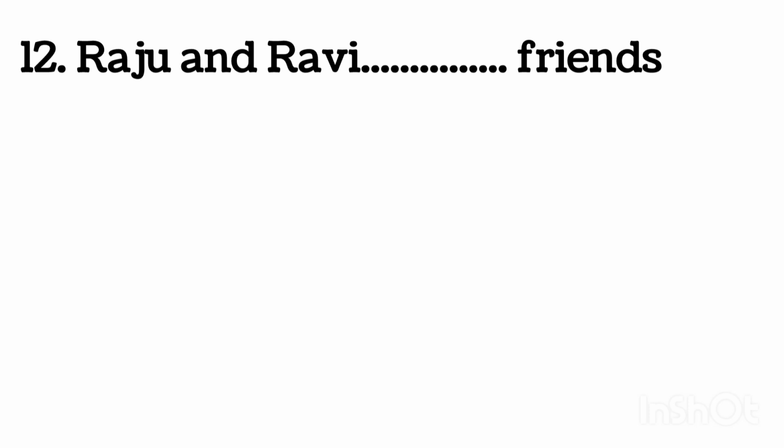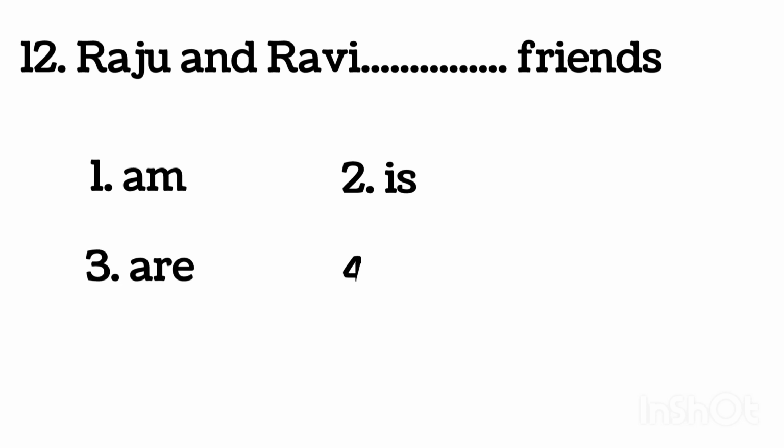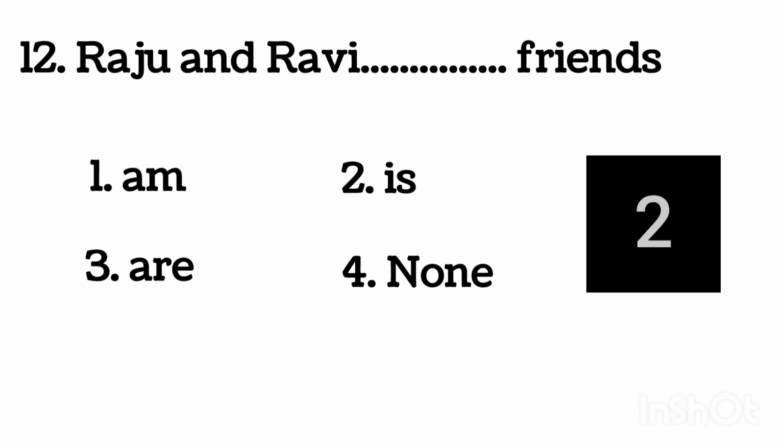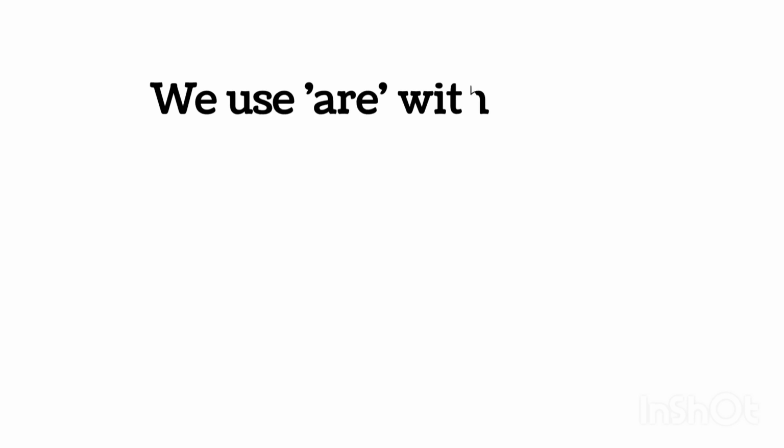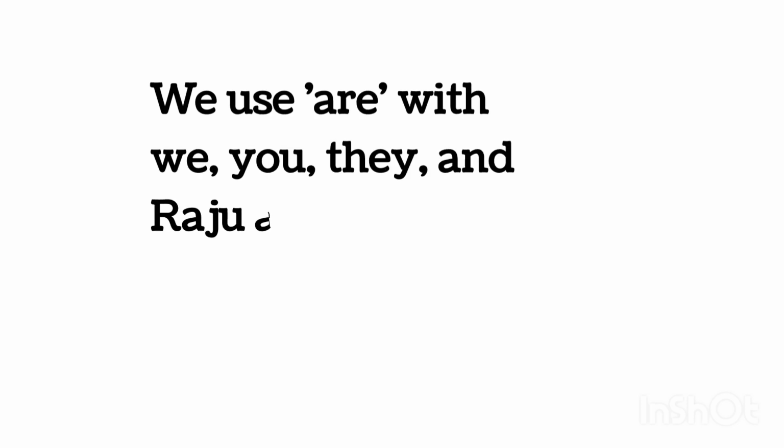Raju and Ravi dash friends. Am, is, or none. Raju and Ravi are friends. We use are with we, you, they, and Raju and Ravi.